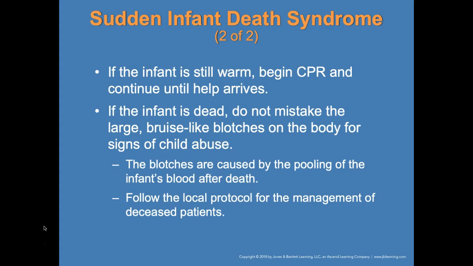If the infant has passed, it's important that we don't mistake the large bruise-like blotches that happen on bodies for signs of child abuse. These blotches are caused by the pooling of the infant's blood after death. This also happens in adults. We need to follow our local protocols for the management of deceased patients. So, does that mean we need to get a hold of a sheriff or law enforcement? Maybe you need to call the medical examiner. Follow your local protocols.